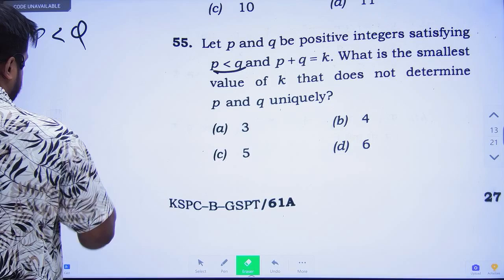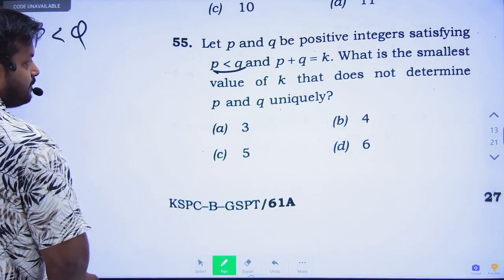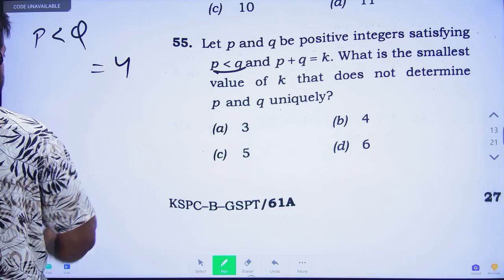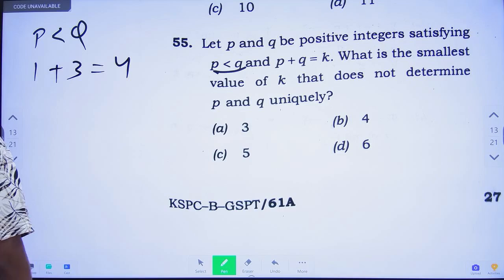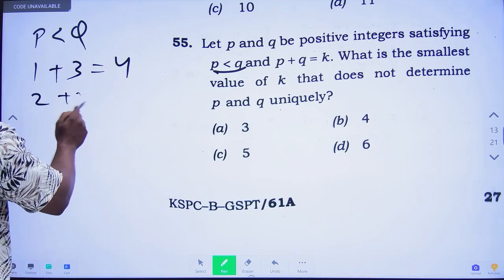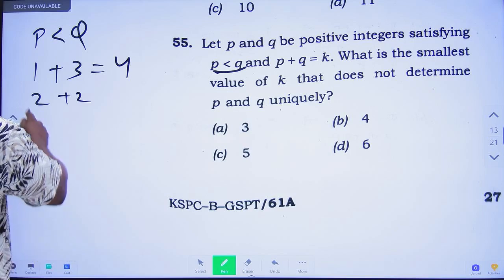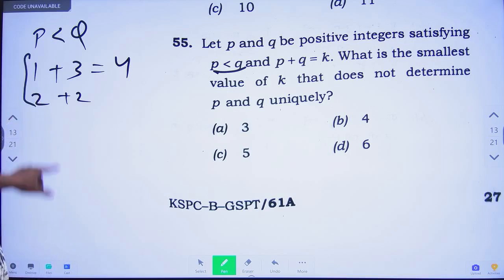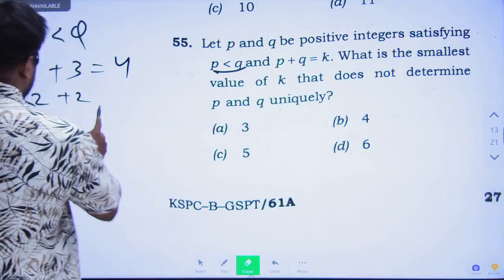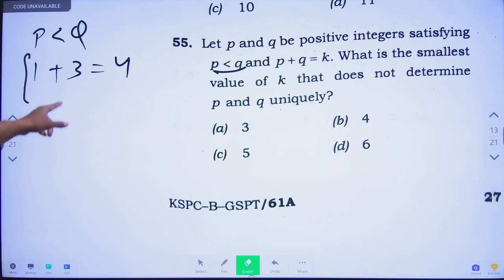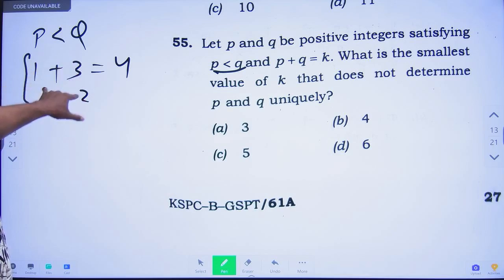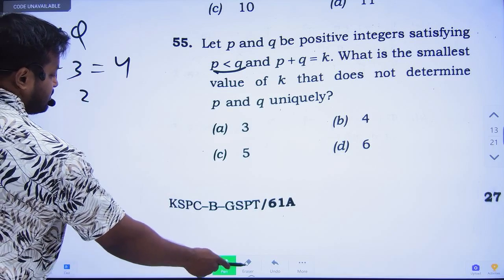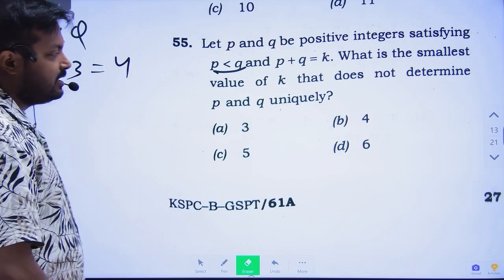Now if K equal to 4, then I can say 1 and 3, right? 1 3 or 2 2. I think here we cannot determine uniquely because this is a possibility. But in case of 2 2, this condition is not satisfied. Q is not greater than P, so here also we can determine uniquely, 1 and 3.